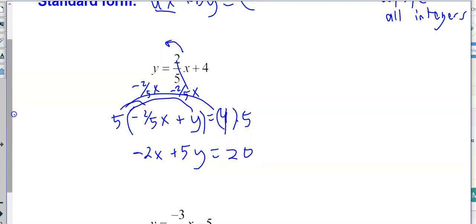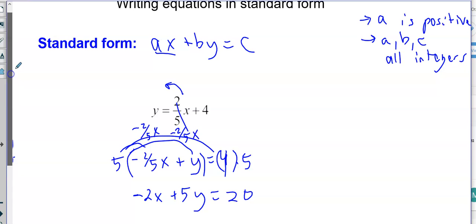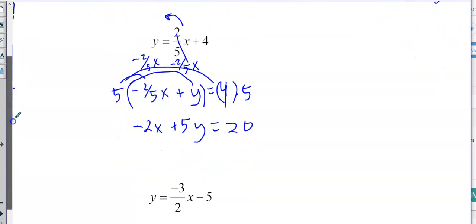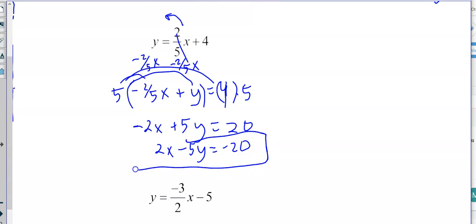We're almost there. The only thing we're not quite there on is that a must be positive. So a is not positive, so I'm going to divide everything by -1. You get positive 2x minus 5y equals -20. So I changed the sign of everything just by dividing by -1. And that is considered standard form. So your a is 2, your b is -5, and your c is -20.